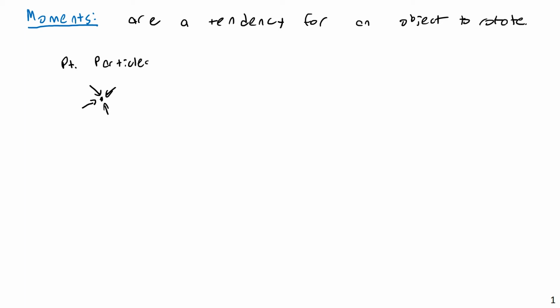We remember that the important thing about point particles is that they cannot experience rotation because, as we saw in some of our earlier lectures, there is no dimension on a point particle, so it has no moment arm and no tendency to rotate. So now we're moving on to rigid bodies, and these are things that have dimensions.